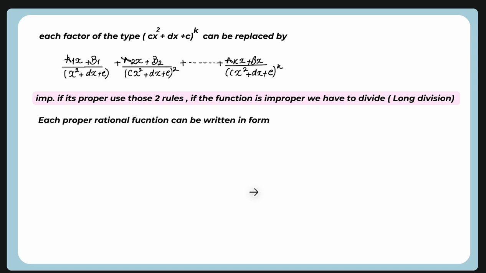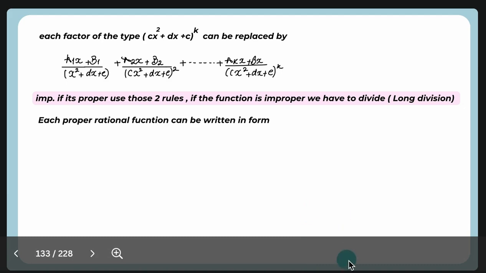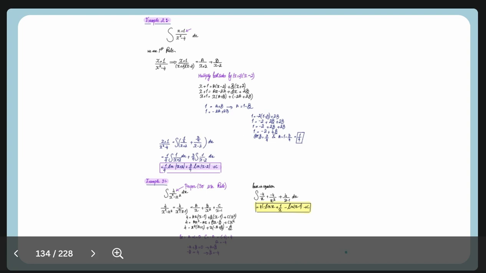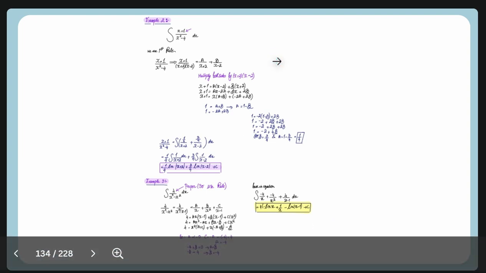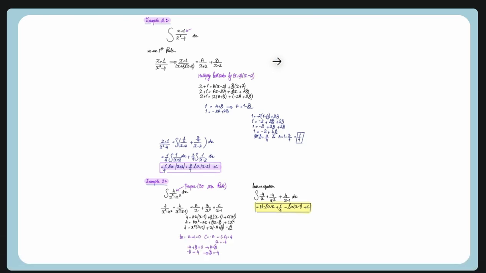So if it's proper, we use those two rules. If the function is improper, we have to divide, which is long division. So for example, in this one, we have the integral of x plus 1 over x squared minus 4 dx. We use the first rule. We have to divide it into two brackets, which is x plus 1 over x plus 2 and x minus 2. Then you have to put it into two separate parts, which is a over x plus 2 plus b over x minus 2.